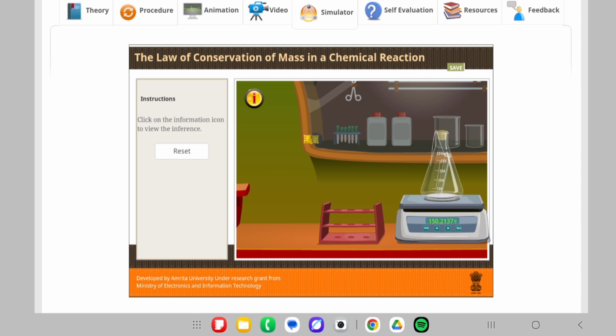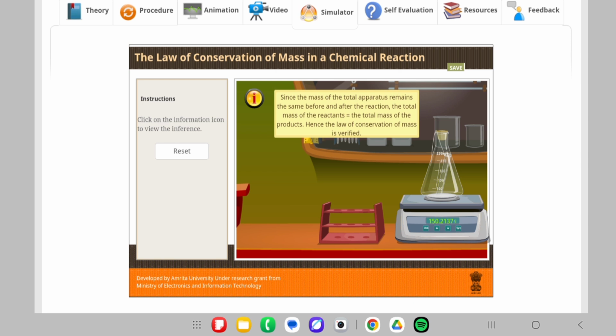So in this particular chemical reaction, what has happened? The weight before mixing and the weight after mixing are the same. So hence the law of conservation of mass of chemical reaction is proved. See, it is also flashing on the screen that since the mass of total apparatus remains the same before and after the reaction, the total mass of reactants is equal to the total mass of products. Hence, the law of conservation of mass is verified.